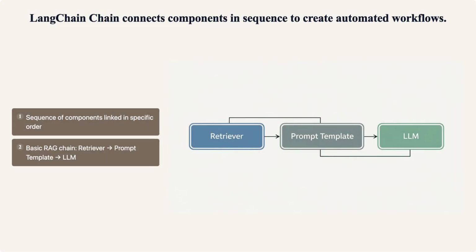A chain is exactly what it sounds like, a sequence of components linked together in a specific order. A basic RAG chain connects a retriever to a prompt template, then to an LLM. The chain defines your entire workflow. Data flows from one component to the next automatically. Think of it as a factory assembly line where each station adds value to the final product.